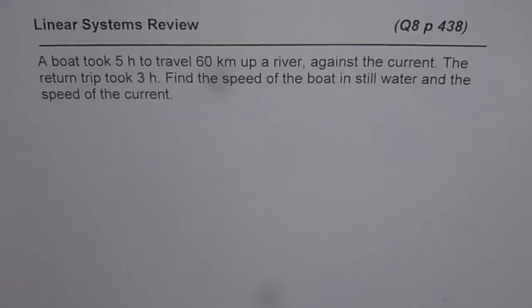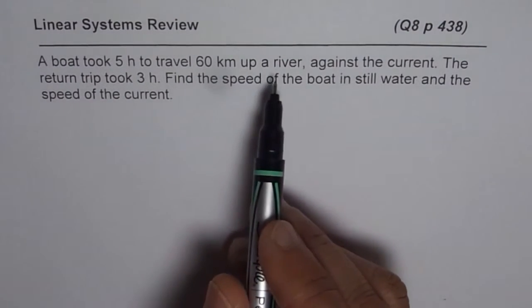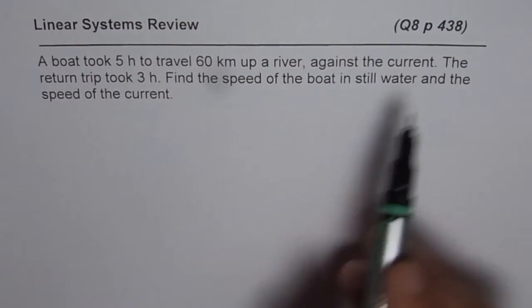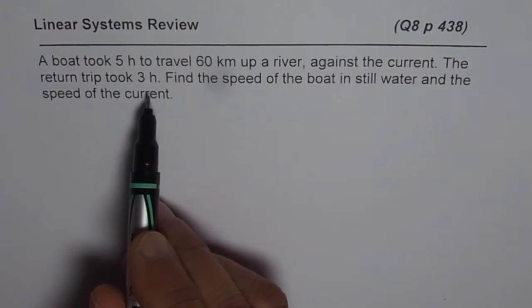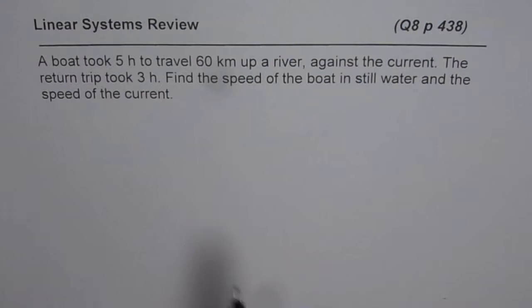The question is, a boat took 5 hours to travel 60 km up a river against the current. The return trip took 3 hours. Find the speed of the boat in still water and the speed of the current. So we need to find the speed of the boat and the speed of the current.